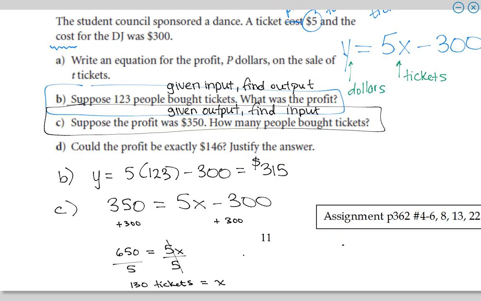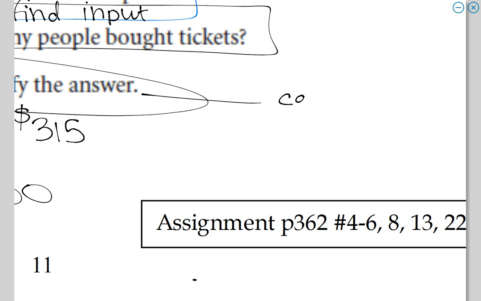Now, part D here. Could the profit be 146? How do you know that? Not a multiple of 2. You're so close. Not a multiple of 2, but a multiple of... There you go. Good. So, very good answer. It cannot be 146 since it's not a multiple of 5.